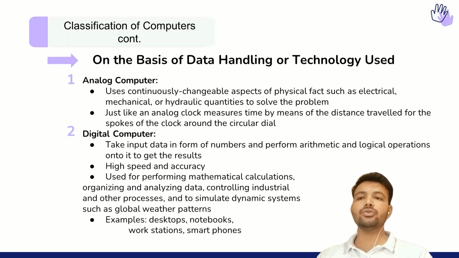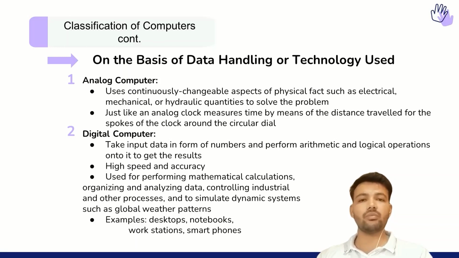So analog, it uses continually changing aspects of physical facts such as electrical machines or hydraulic quantities to solve the problem. So basically वो एक analog signal को use करेगा to solve the problem. Just like an analog clock, जैसे एक analog clock measure करती है time by the distance traveled by the spoke of the clock around the circular dial. There will be no digitalization. There will be some analog factor like electrical या mechanical या hydraulic quantity को use करके problem को solve किया जाएगा in analog computers.